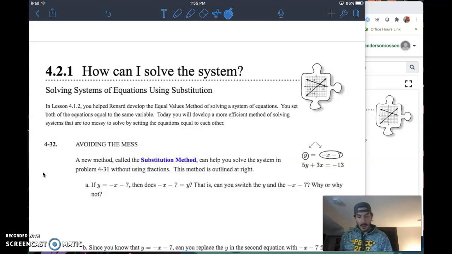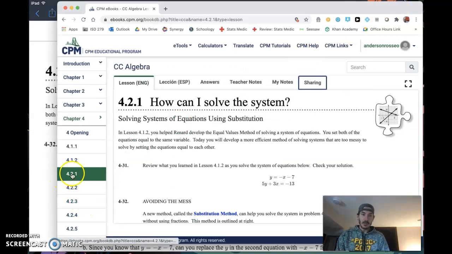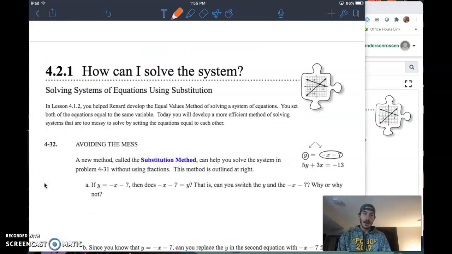All right, check it out. We've got 4-32 here, and if it's not abundantly clear, you can see it right here on my notes, but you can also see it on the left-hand margin of our ebook here. We are in section 4.2.1, and we are going to use the substitution method. And this picture is a really nice picture that broadly demonstrates when to use the substitution method and why maybe it's going to work.